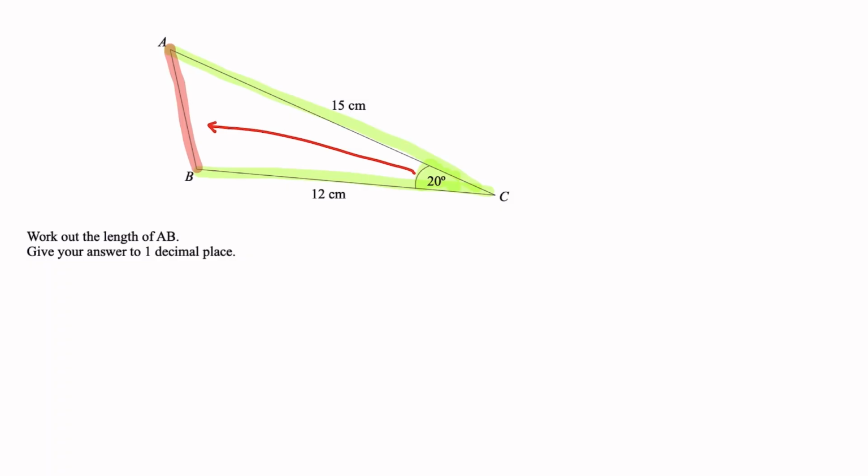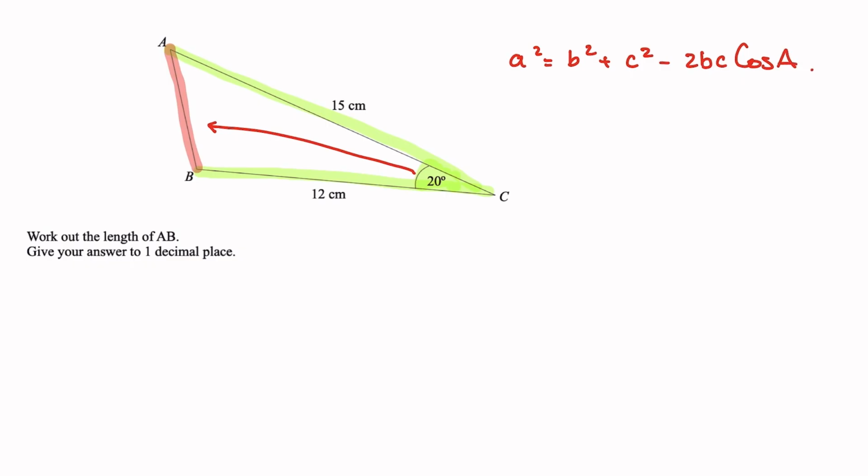So now again, let's write down the formula for the cosine rule. Hopefully you should slowly try to remember it. That is a squared is equal to b squared plus c squared minus 2bc cos A.